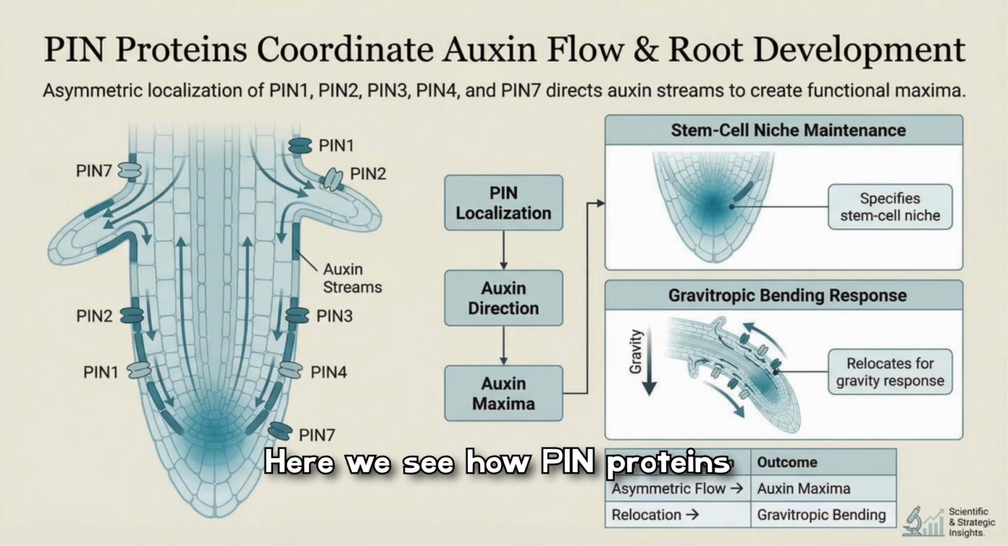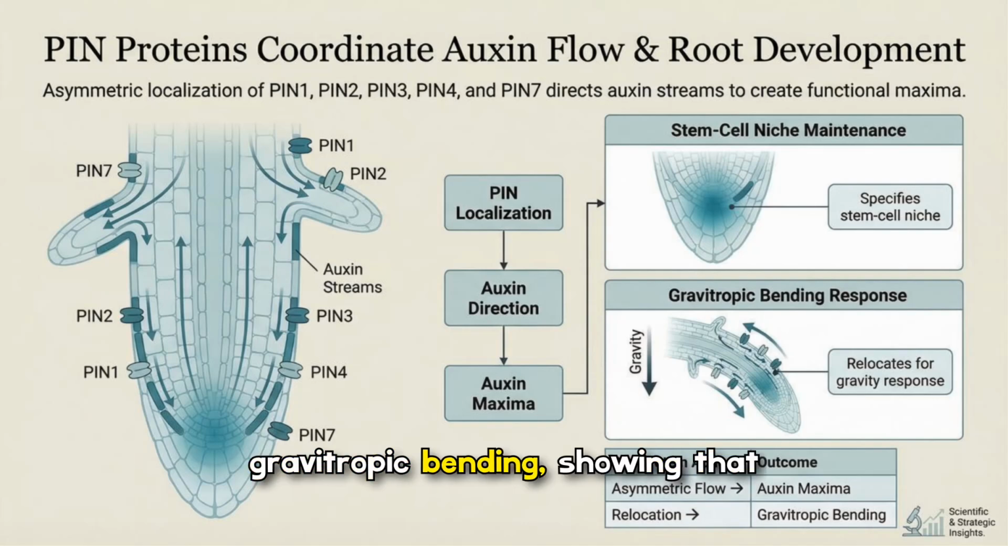Here we see how PIN proteins steer auxin streams by asymmetric localization, creating focused auxin maxima that define developmental outputs. The illustration links specific PIN placements to maintenance of the stem cell niche and to gravitropic bending, showing that PIN relocation and directional flow underlie root patterning and the ability to redirect growth in response to gravity.